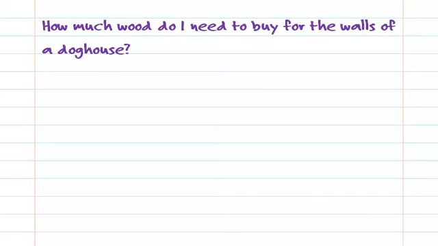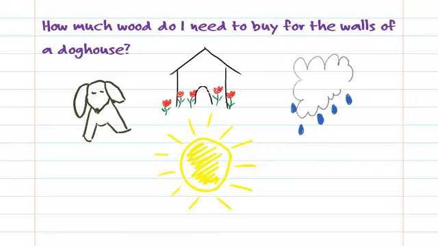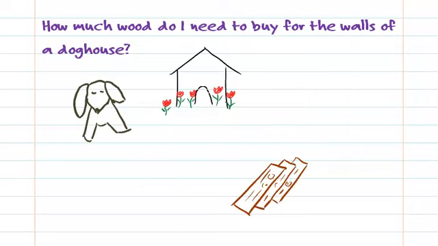Our parents got us a new puppy for our birthday. Yay, a dog! We were told that the dog would have to stay outside while we are at school during the day. But what happens if it rains? Or it gets too hot in the sun? Well, we need to build a doghouse to provide shelter. So, how much wood do I need to buy for the walls of a doghouse?